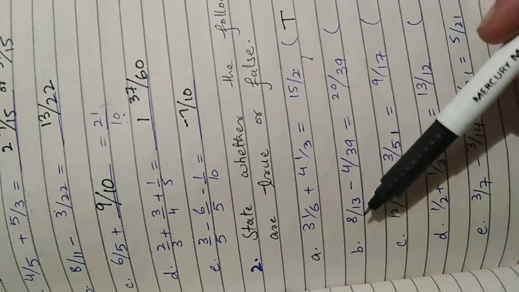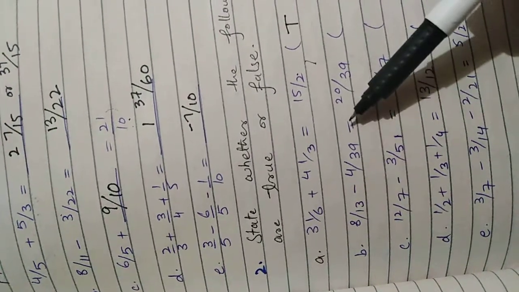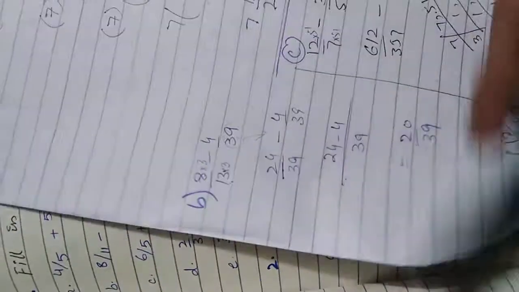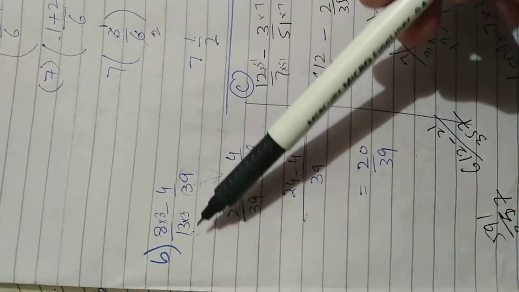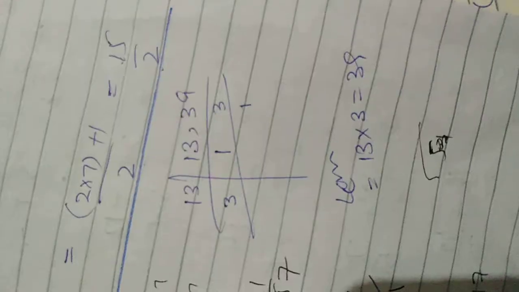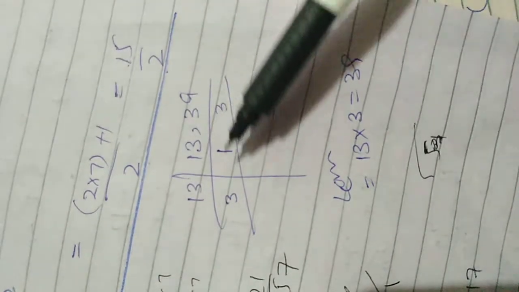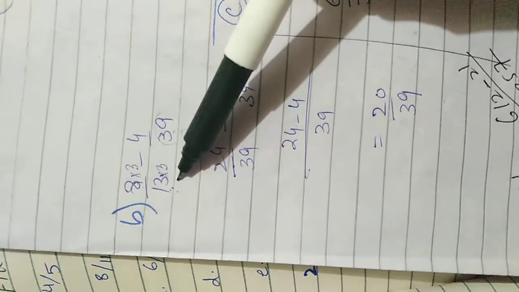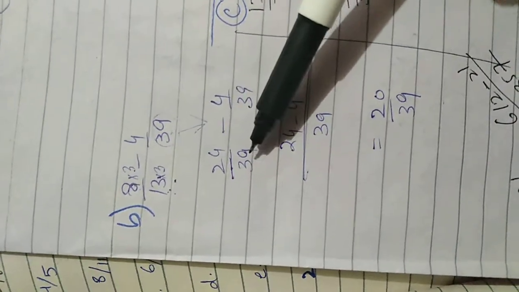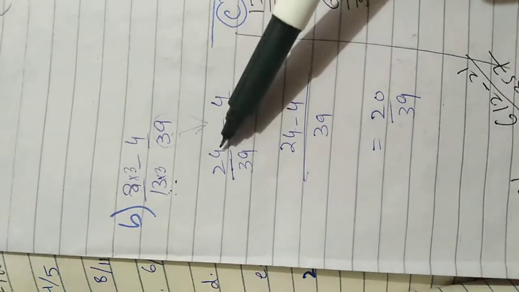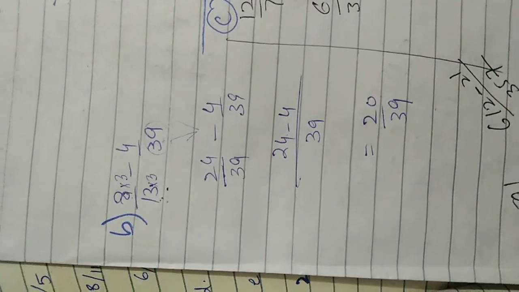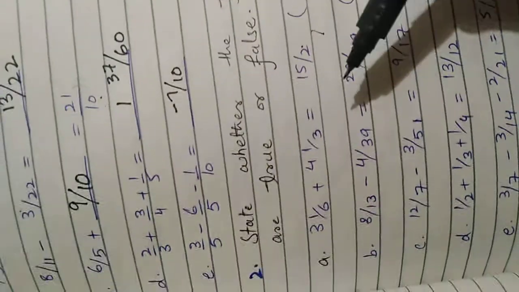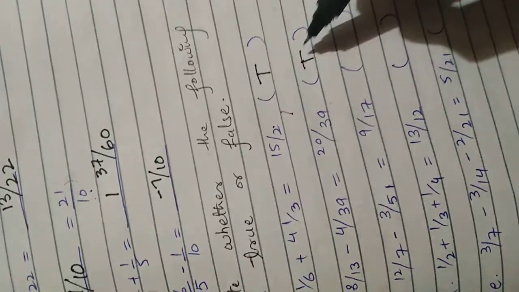Now part B is 8 over 13 minus 4 over 39 which is equal to 20 over 39. First we will find LCM of their denominators. LCM of 13 and 39 is 39. So we will write equivalent fraction of 8 by 13, that is 24 over 39. We write their denominator one time and subtract numerators, that is 24 minus 4 which is equal to 20 over 39. So part B is true.